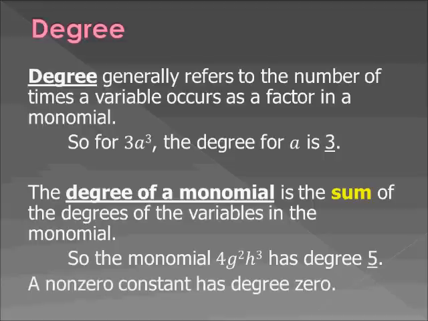A non-zero constant has degree 0. So a constant, as you can see in the first term on page 167, is just a number. There is no variable. And if you think about 0 degree, it's basically, for example, a to the 0th power or x to the 0th power, which is always going to be 1. So think about that as a non-zero constant, and non-zero constants have a degree of 0.